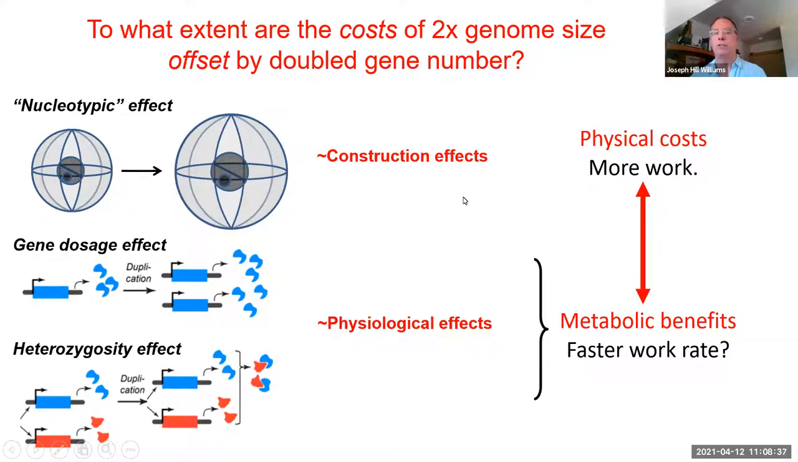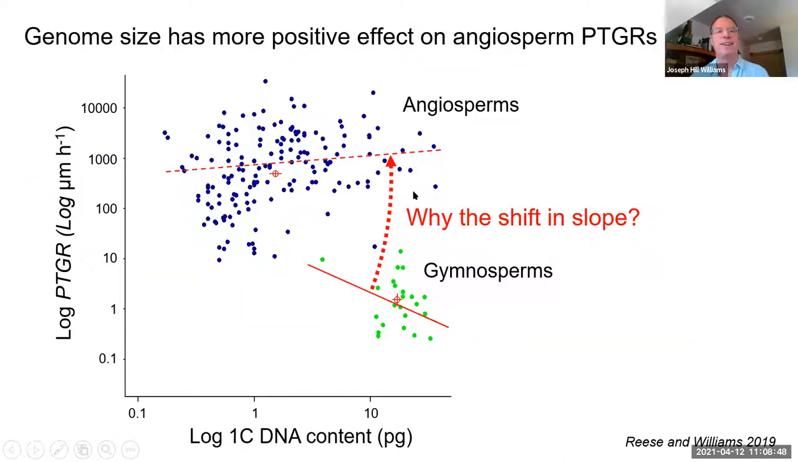So the question I'm really interested in asking about pollen tube growth rate evolution is, what are the costs of doubling your genome size? And are they offset by double genome number or double gene number? So when you look at this graph again, you wonder why there's a negative correlation in gymnosperms, and people might say, oh, there's no relationship here in angiosperms, so there's nothing going on. But actually the slope of this effect has changed from being negative in gymnosperms to neutral in angiosperms, so it's a positive shift.